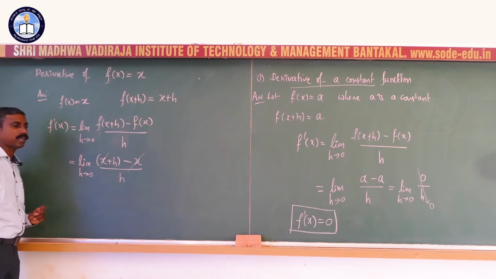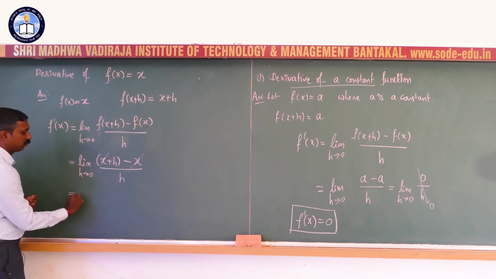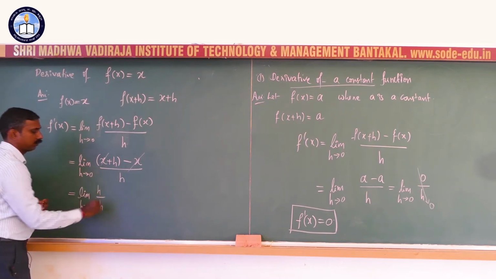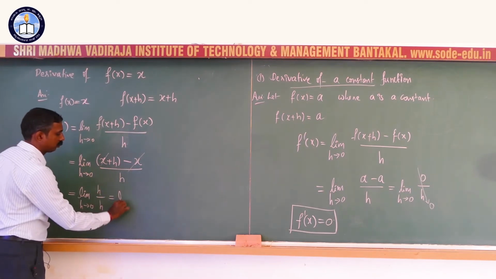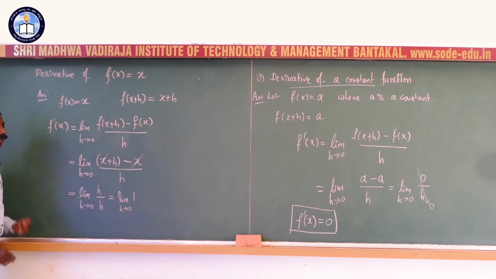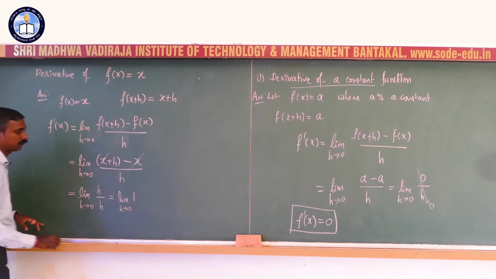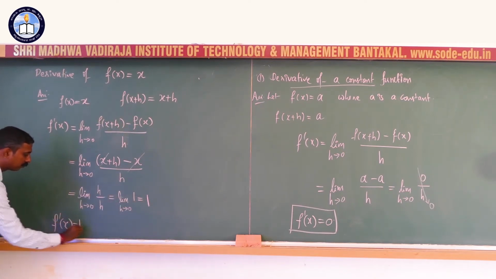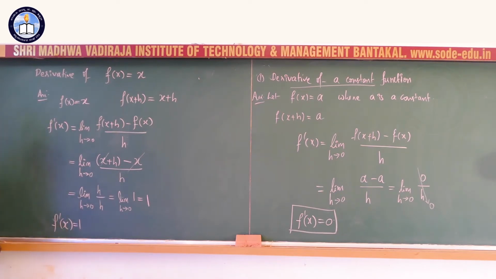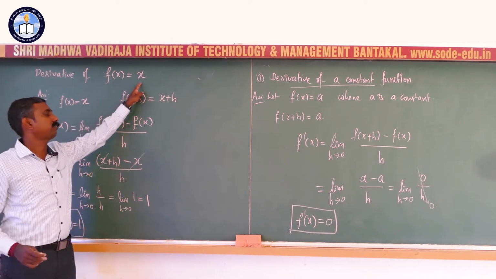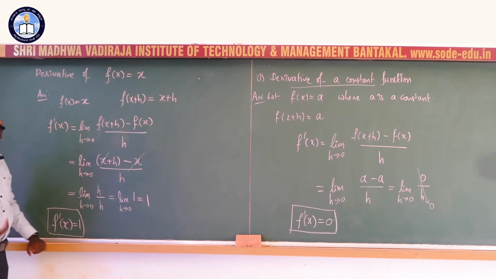x and x cancel. Then you are left with limit h tending to 0, h divided by h. What is h by h? h by h is, absolutely right, 1. Limit of a constant is the constant itself. So, this is also equal to 1. After applying the limit, this is 1. So, what is f dash of x here? f dash of x is equal to 1. In other words, derivative of x is 1.